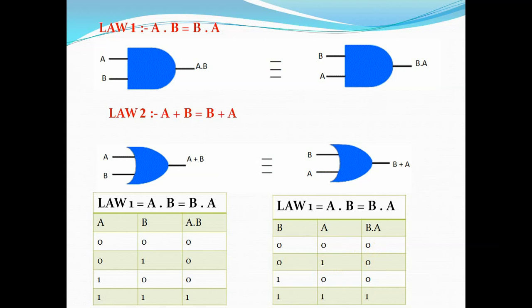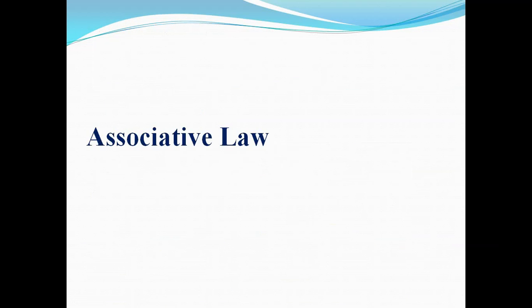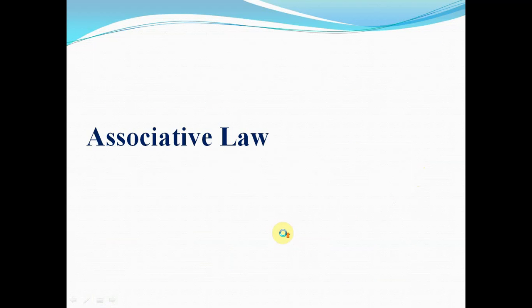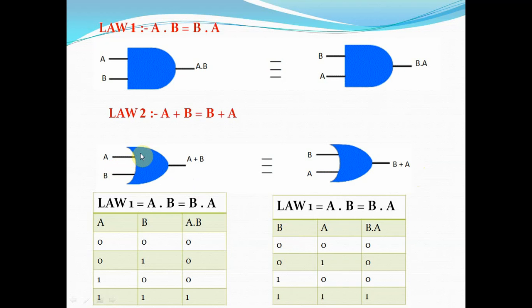So this commutative law defines that the variable order doesn't matter, the output remains the same or unchanged. Similarly, the second law, which is implemented for the OR operation: inputs are A, B, output will be A plus B. If the inputs are B, A, the output is B plus A. Just go through this. You can again design a truth table for this. You are getting the same values for A plus B as well as B plus A.